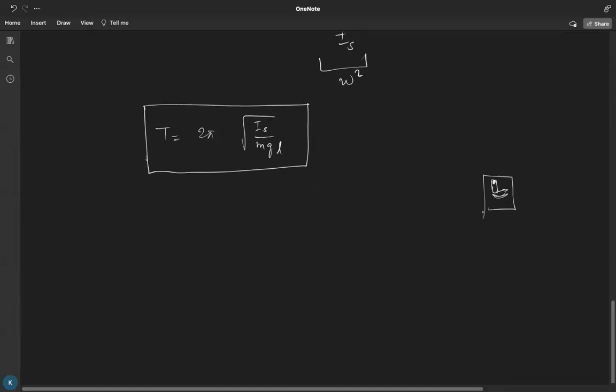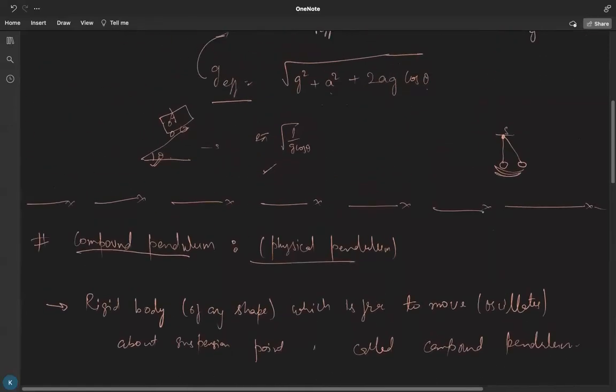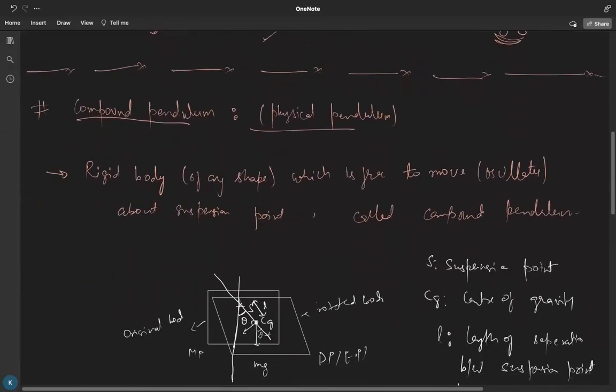So the same thing we are discussing here. We can consider any rigid body of any shape which has a suspension point and which is free to oscillate. When we discuss problems, you will understand things better, so don't worry about the kind of system. In the problems we will see, there will be new types of systems, so you can apply these things on your own, right?